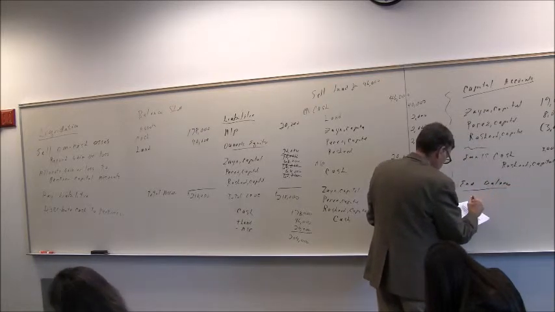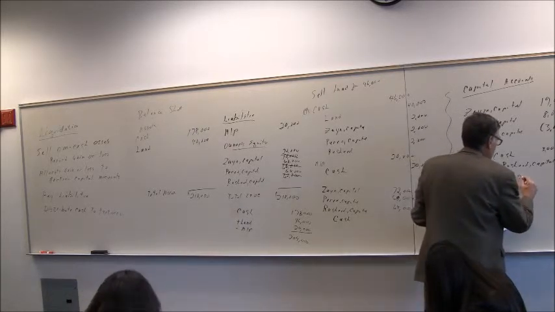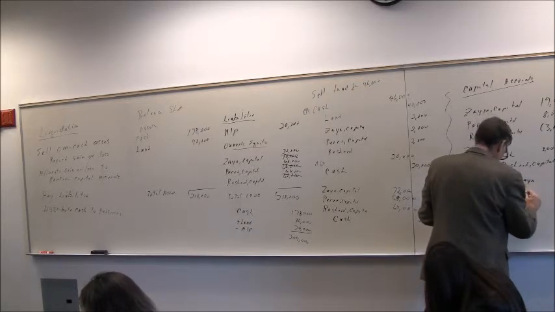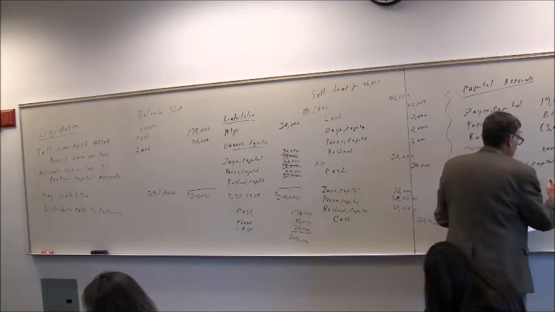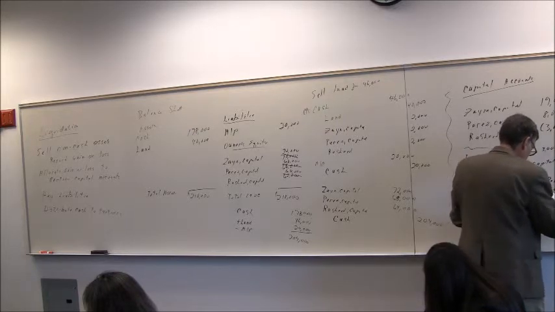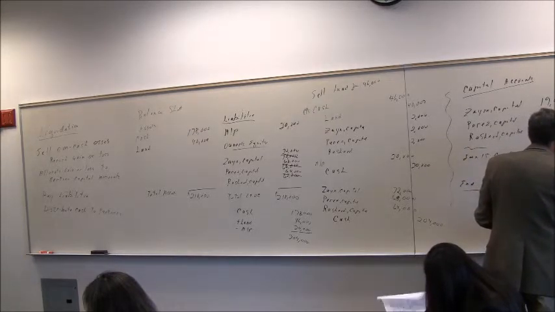Okay. It meant that Zane has an ending balance of 19,000. Perez has an ending balance of 8,000. Rashid has an ending balance of 0.